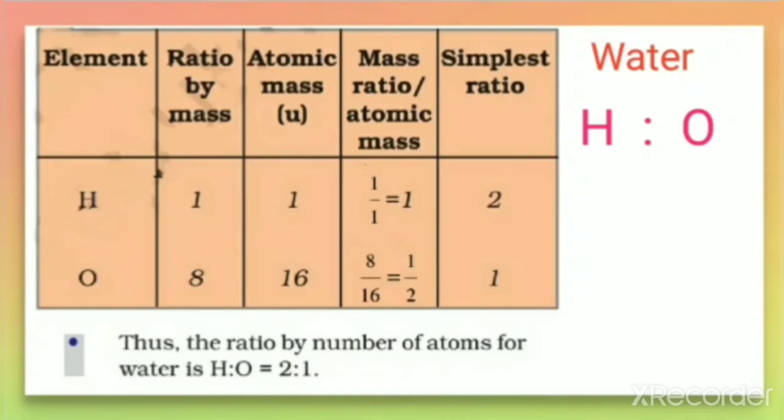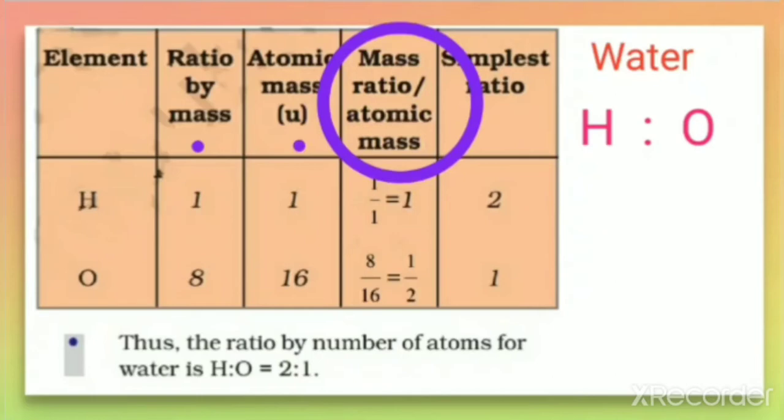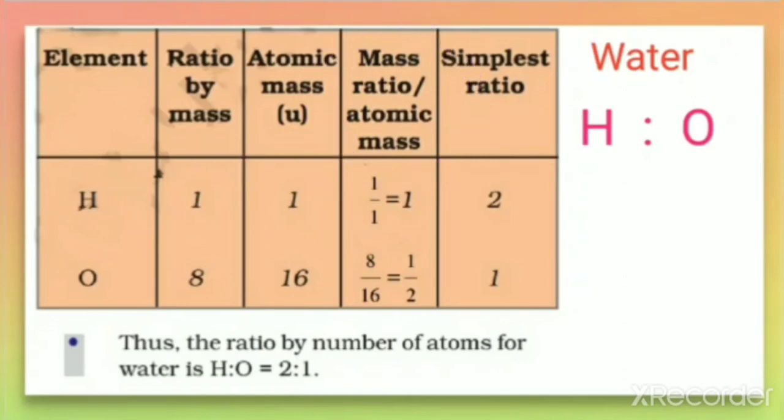How do we write the values in the fourth column? The fourth column is the mass ratio divided by atomic mass. Already we wrote the mass ratio in one table and the atomic mass in the other. So when we divide this value by this value, you write the fourth column. Let us write this one: 1 divided by 1, that is equal to 1.